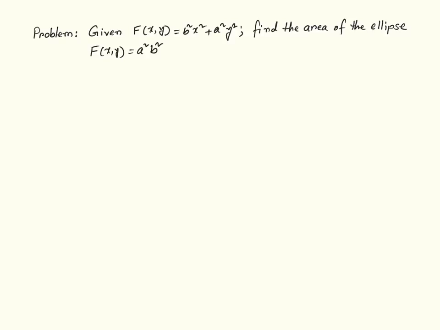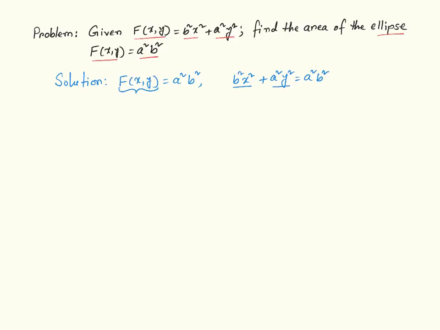In this video, I am going to solve this problem where I find the area of an ellipse. We are given that f of x, y is equal to b squared x squared plus a squared y squared. We need to find the area of the ellipse, which is given by f of x, y is equal to a squared b squared. Now, to solve this problem, we just take the f of x, y on the left hand side and replace it by b squared x squared plus a squared y squared. And then on the right hand side, I have a squared b squared.